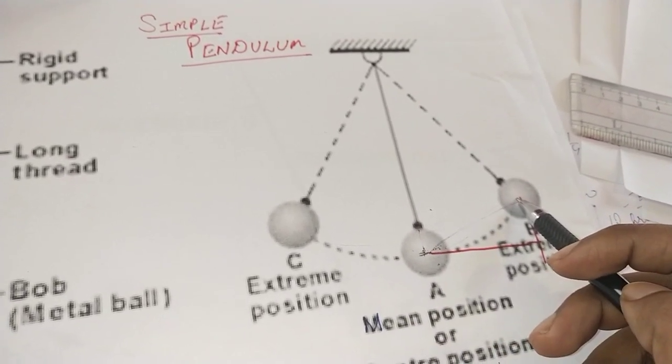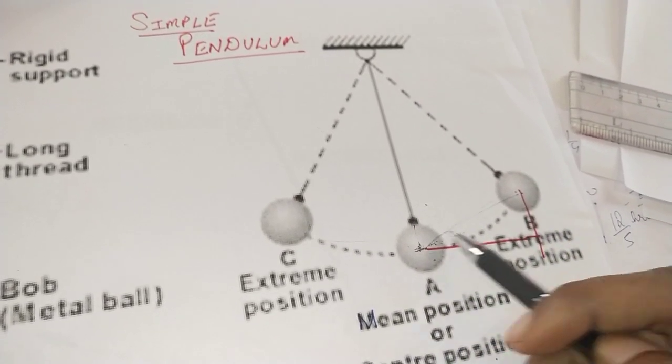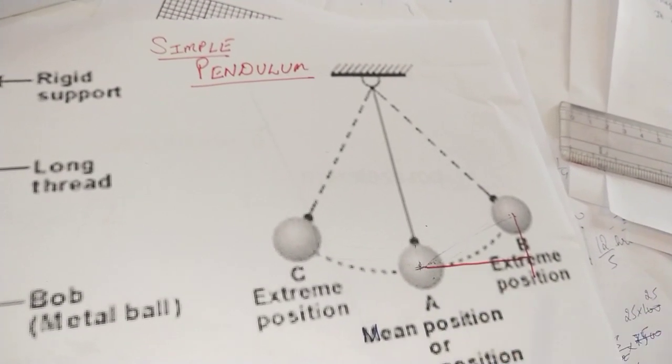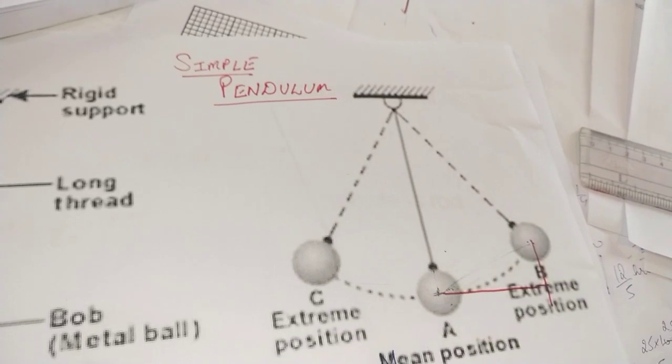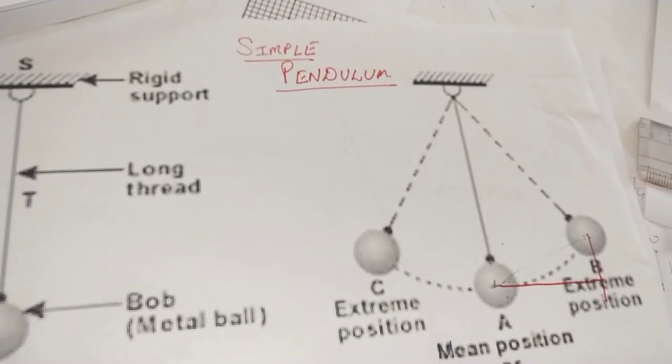Because this is the extreme position that it is going to. So how far it is going from the mean position, that will be the amplitude. And next is the effective length. We have already talked about the effective length. So this is what it is about a simple pendulum.